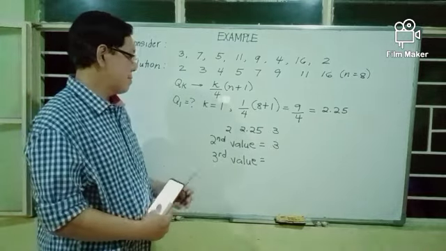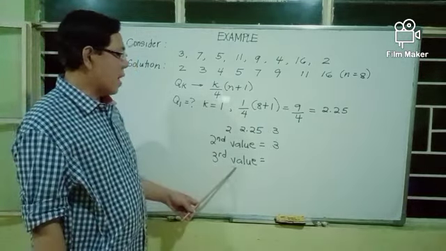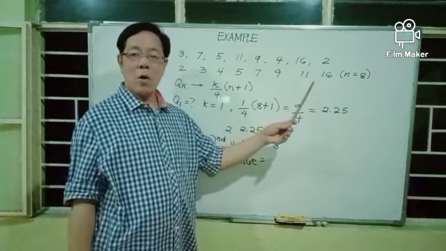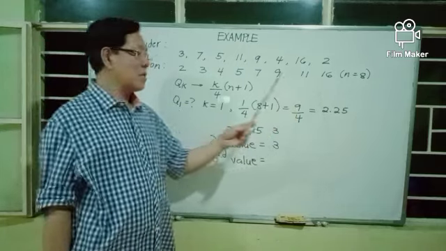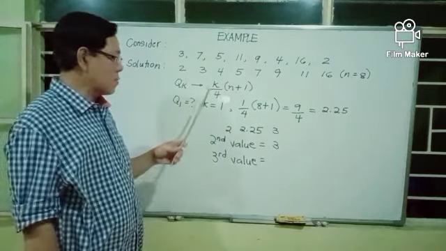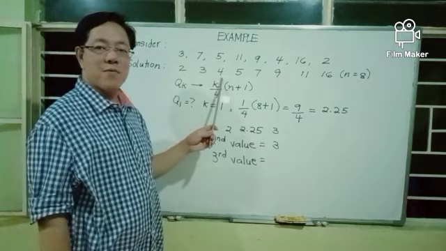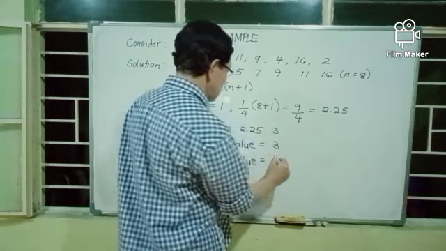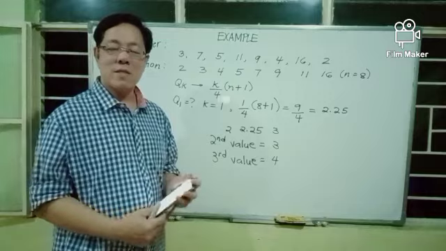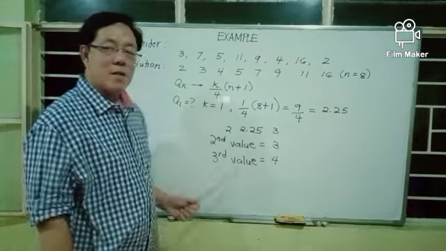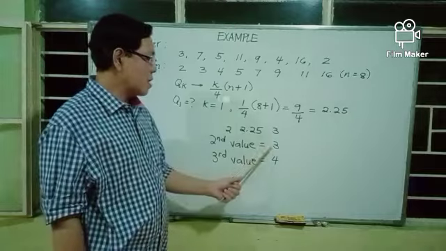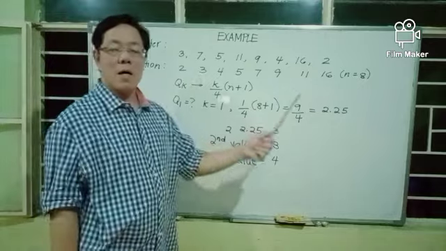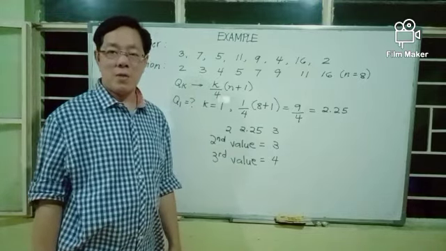And the third value in this ascending arrangement of values is, you count from 2, 3, 4. 4 is the third value. This means that the value of Q sub 1, the first quartile, is between 3 and 4, between the second and the third values in this ascending arrangement of values.